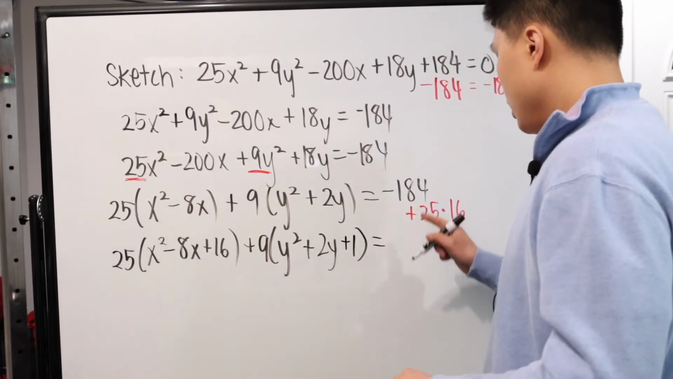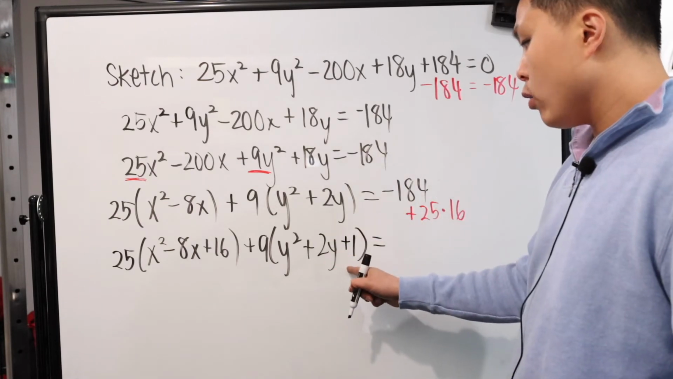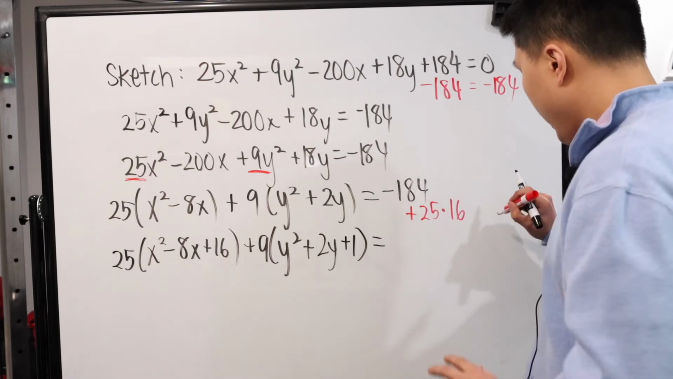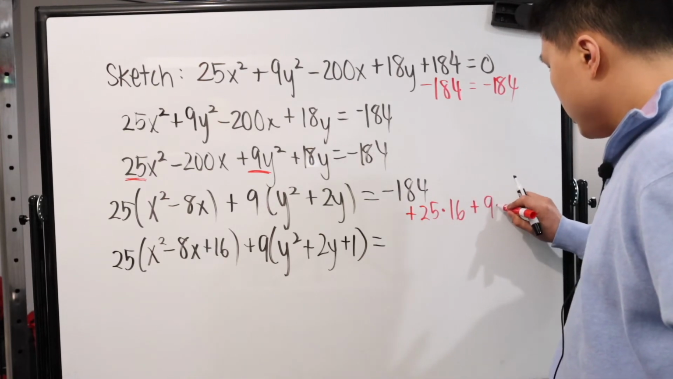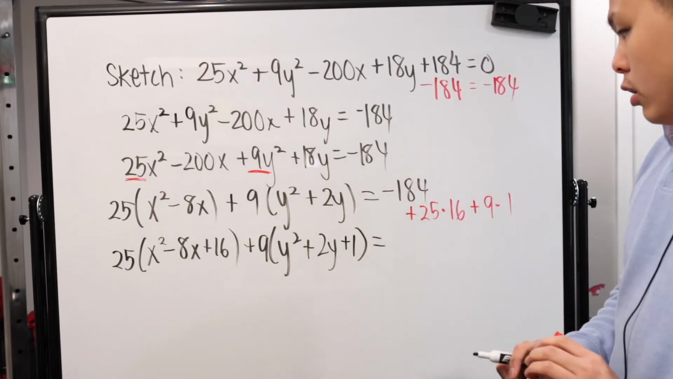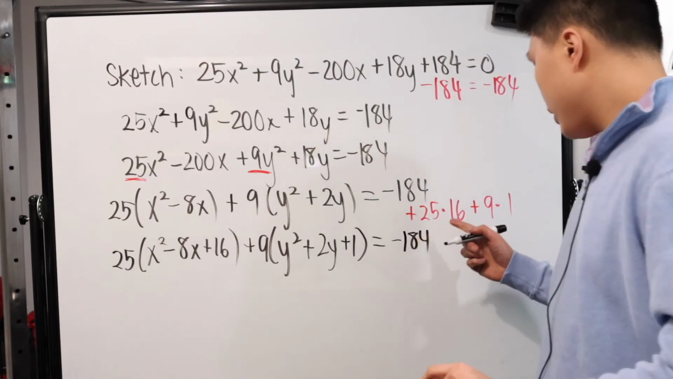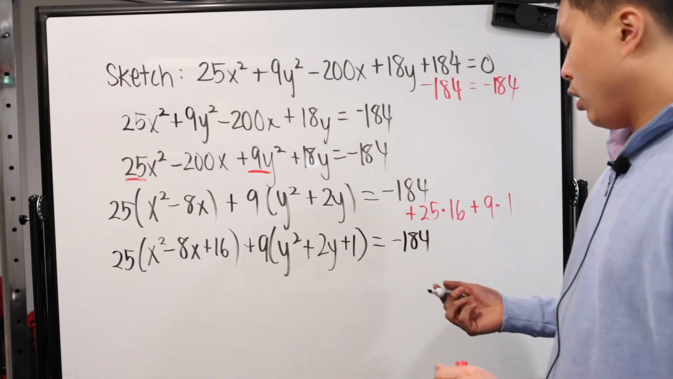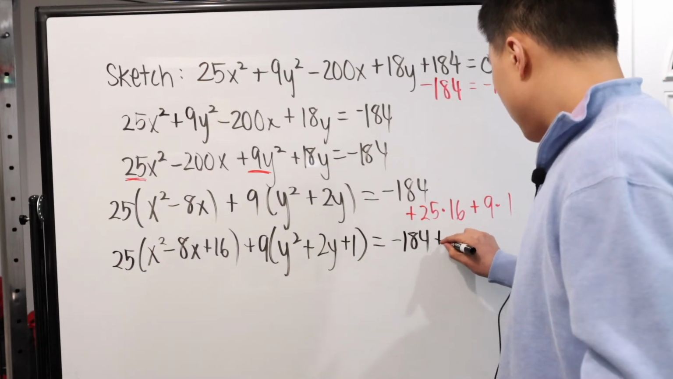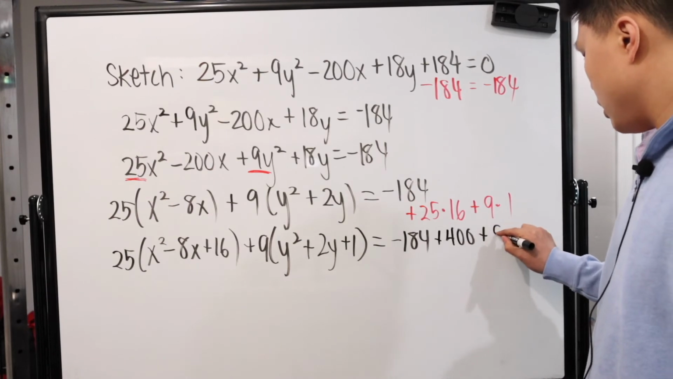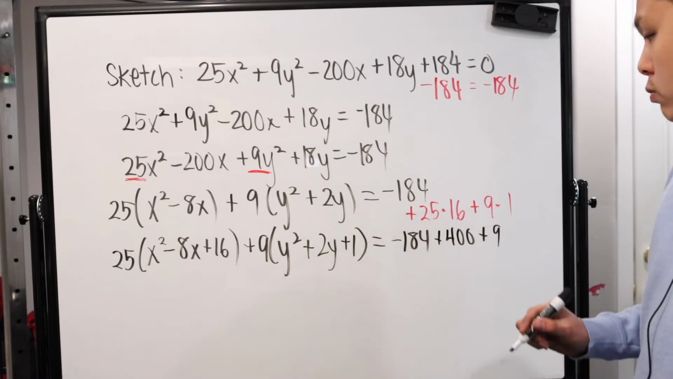That's going to equal to whatever this is, but since I'm adding a 1, technically, well, 9 times 1, I have to make sure I add 9 times 1 right here. All right, cool. So basically, negative 184 and 25 times 16 is what? 400 plus 400, right? Plus 9. There we go. Cool. All right.